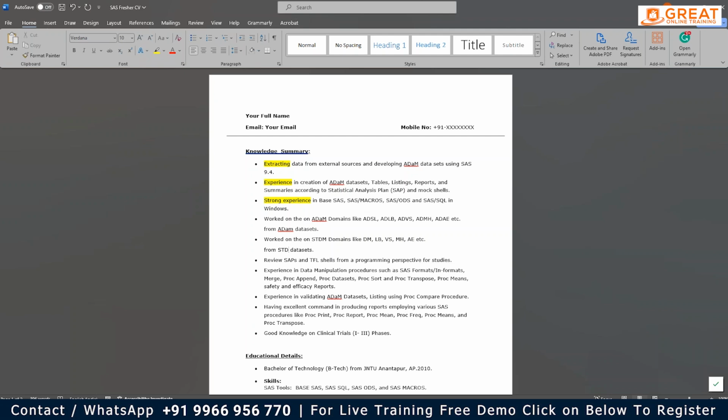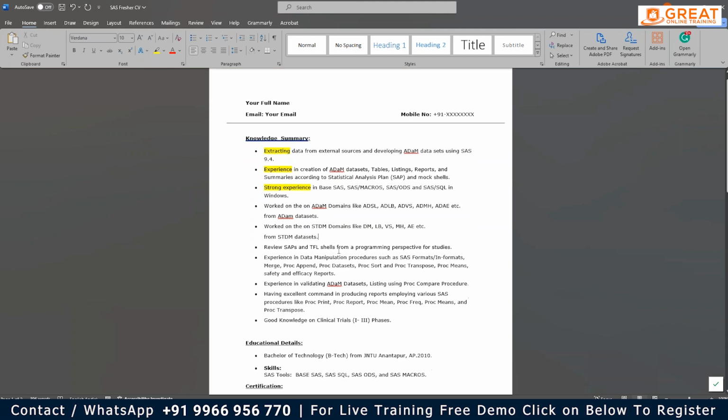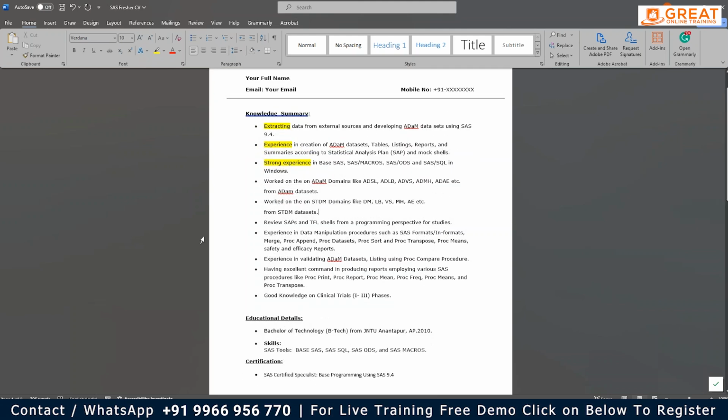STDM. Okay, so you can just write it like that. And we're coming to here. It's SDTM, right? Study Data Tabulation Model. So SDTM. Okay, so now we're done with it.